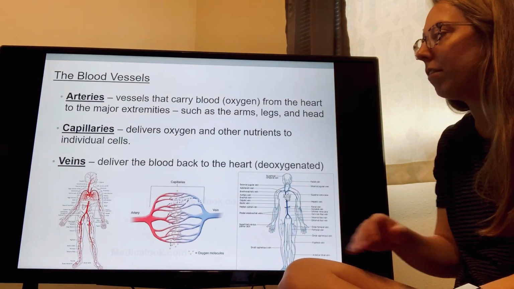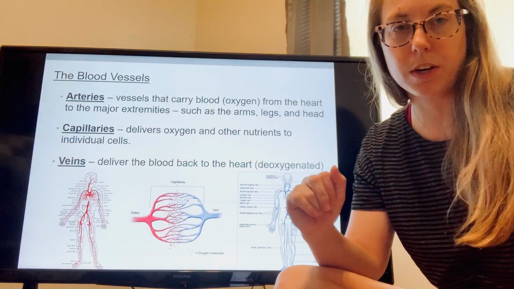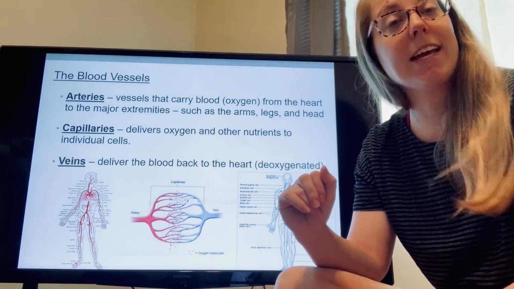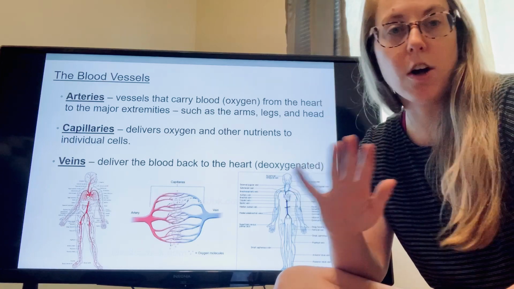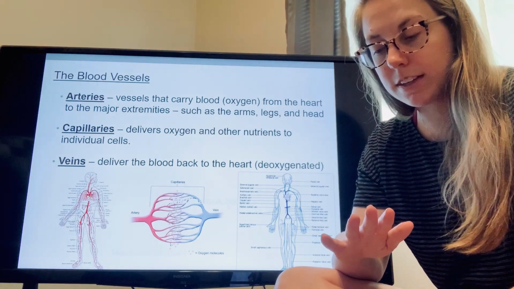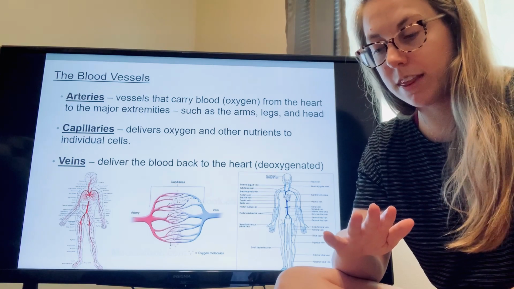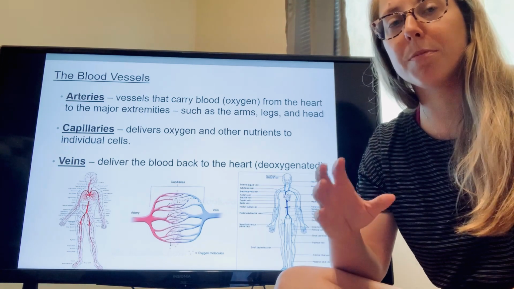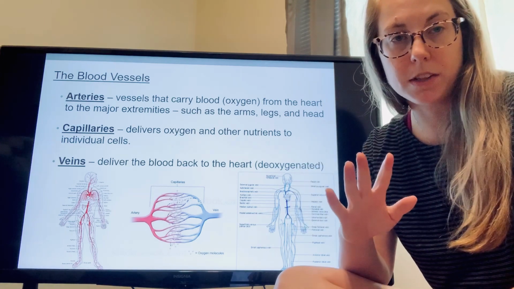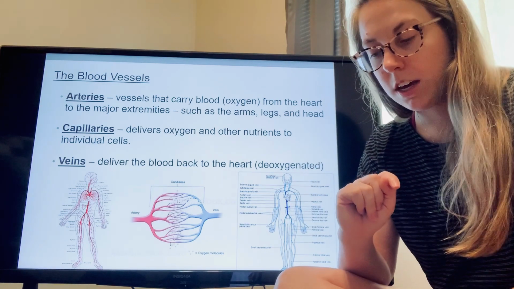All right, so then we have blood vessels. There's 3 different kinds that we're going to talk about: arteries, capillaries, and veins. They all 3 do something a little bit different. So our arteries are going to be vessels that carry blood that's oxygenated, so the blood that has oxygen in it. Yes, there's blood that doesn't have oxygen in it. We'll get there in a second.